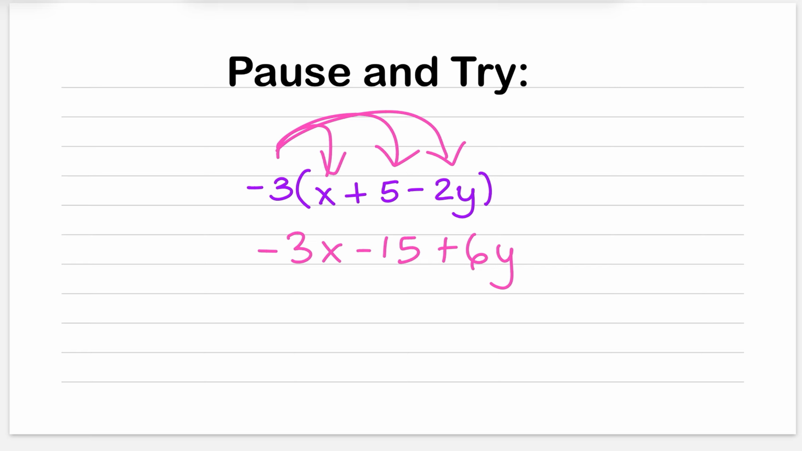Compare each of those terms to the terms inside the parentheses, and their signs are all opposite because of the negative that's in front of the distributive property, in front of the parentheses. Now let's write it in proper order. We have negative 3x plus 6y minus 15. How did you do?